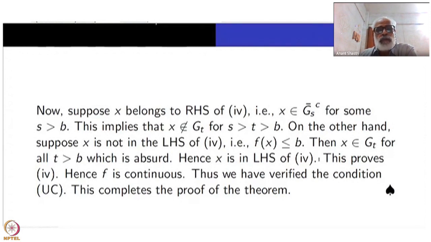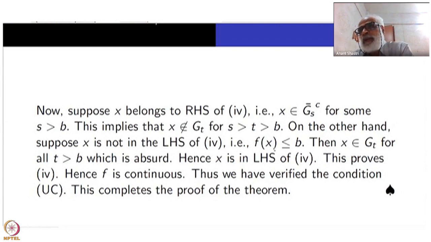Hence, suppose on the other hand X is not in the LHS, then FX must be less than or equal to B. FX less than or equal to B means what? The infimum is less than or equal to B. Then X must be in GT for all T bigger than B, because the infimum is less than or equal to B, right? If something is bigger than B, X is already inside some GT.